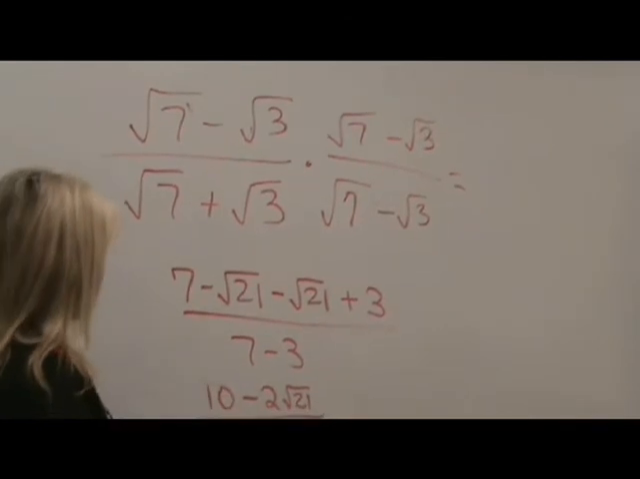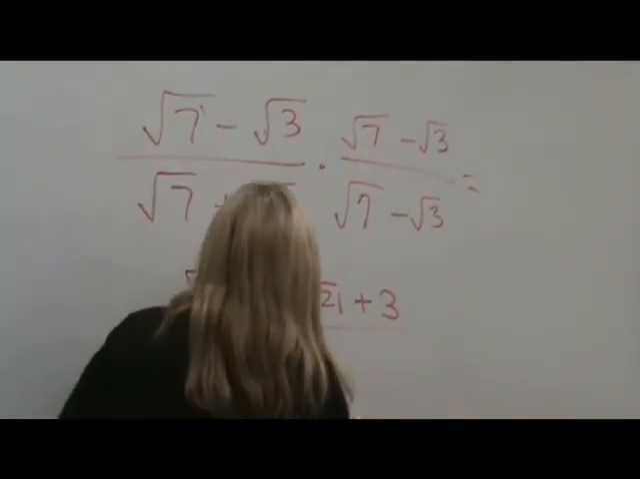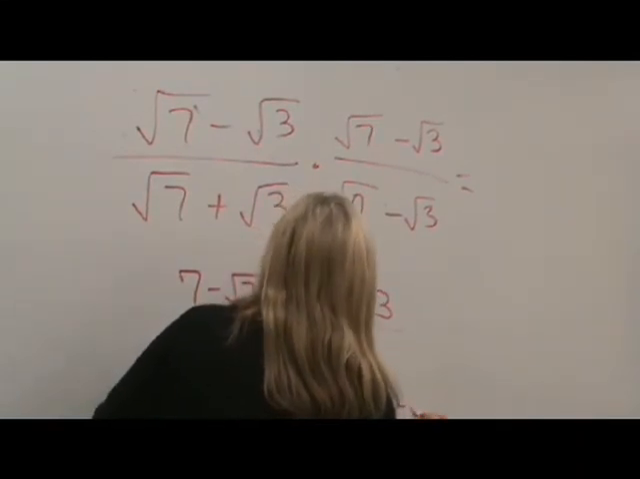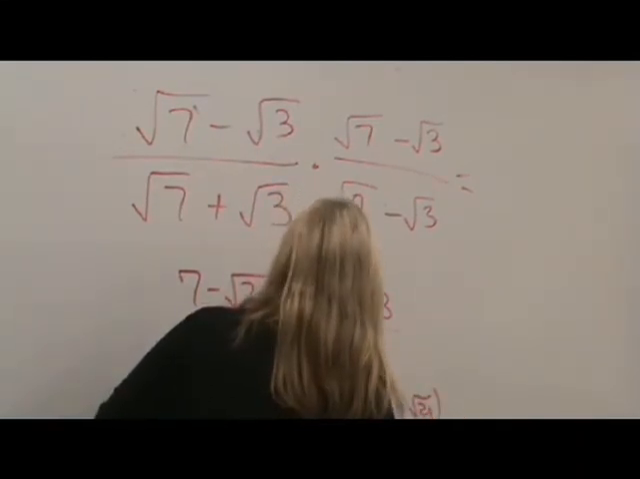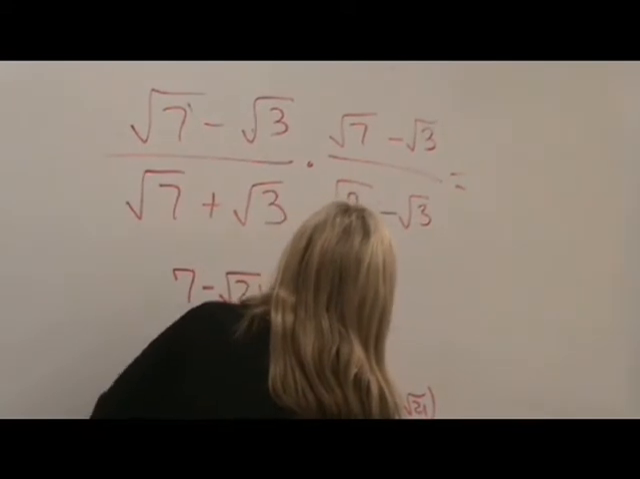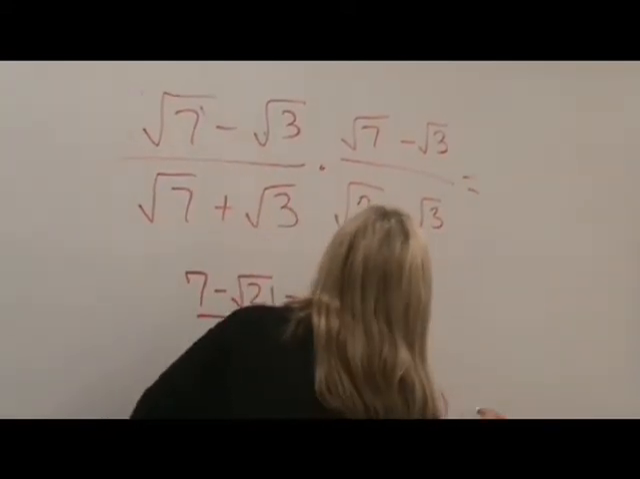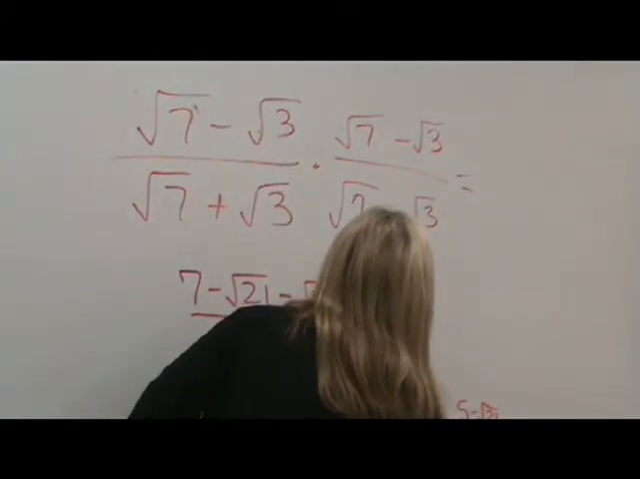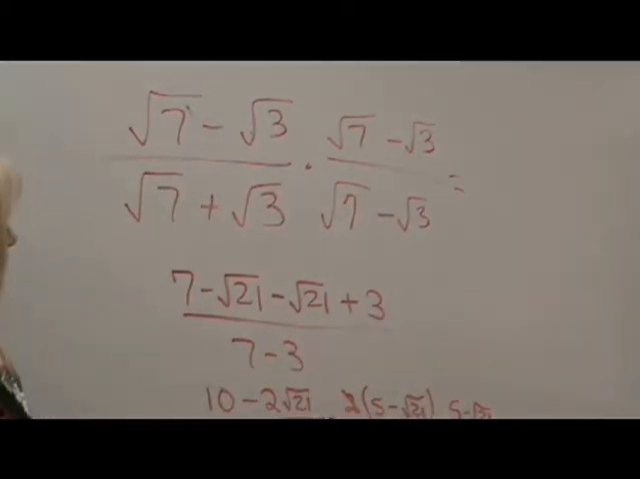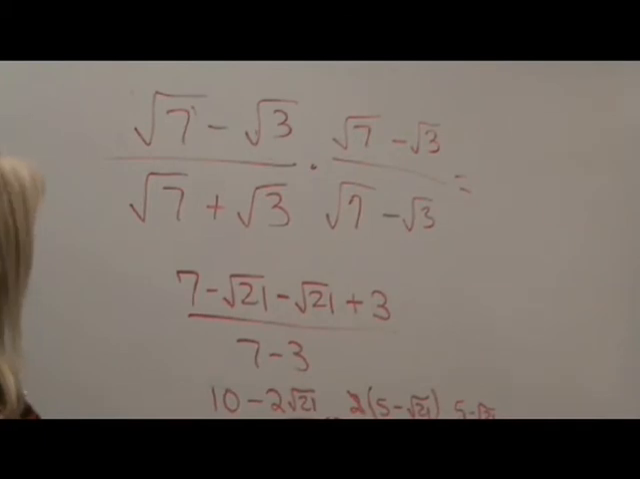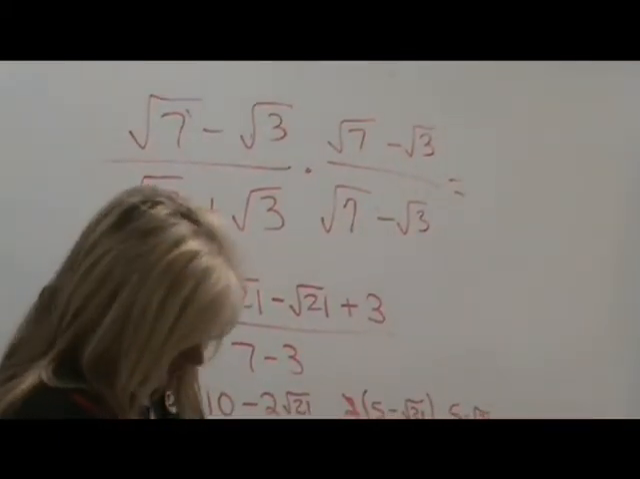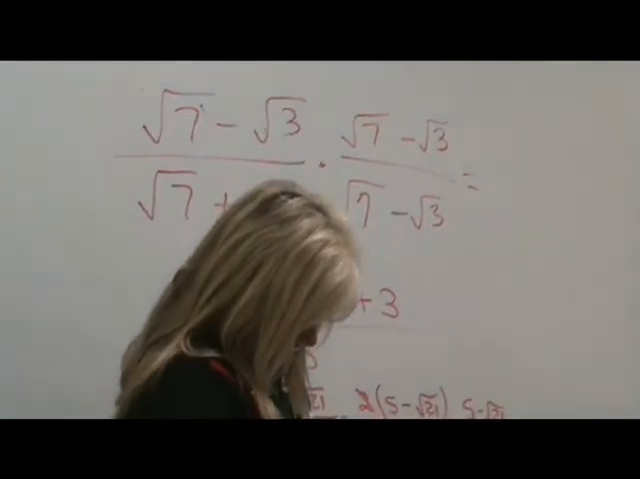Yeah. And we have something in common. Divide by 2. So we have 5 minus the square root of 21 over 4. And we can cancel. And my final answer would be 5 minus the square root of 21 over 2. Okay.